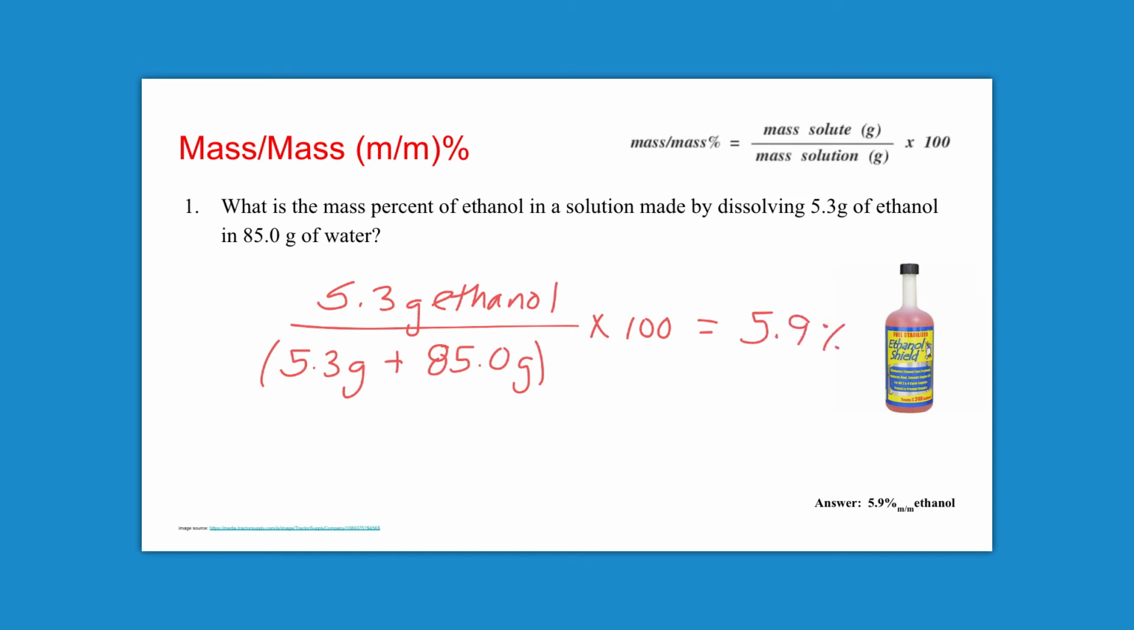5.9%. Now, just to write the percentage doesn't really tell the reader whether it's a mass percent, a mass volume percent, etc. So we're going to use some very specific units. Next to the percent symbol, we use a little m/m, and then we write ethanol next to it. That's the solute. Here's the answer written out fairly neatly.